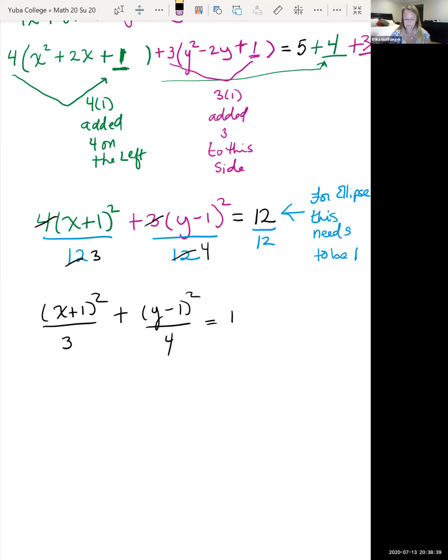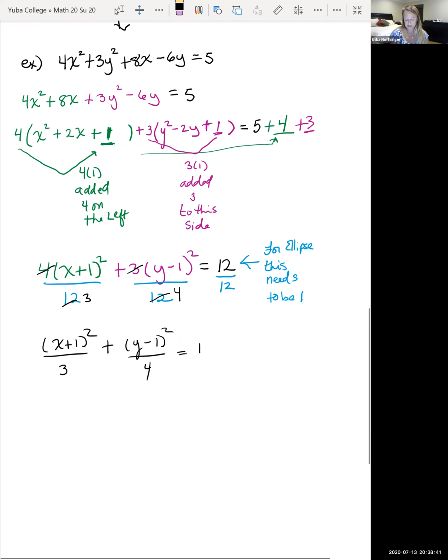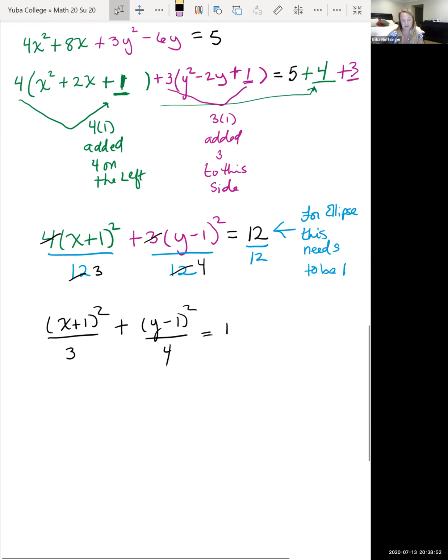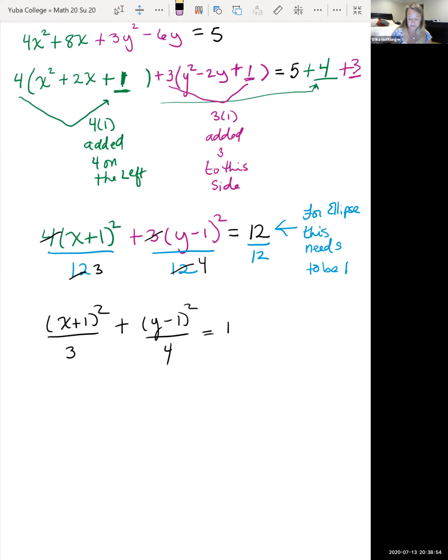So it's now in the form. It actually almost looks identical, but not to what we had before. So I can tell which way it's elongated. Look at the larger number underneath in our denominator. 4 is bigger than 3. So the larger number tells me that it's elongated with the y-axis, major axis is. I can tell what our center is, HK. So that would be -1, opposite sign, comma, opposite sign, +1.